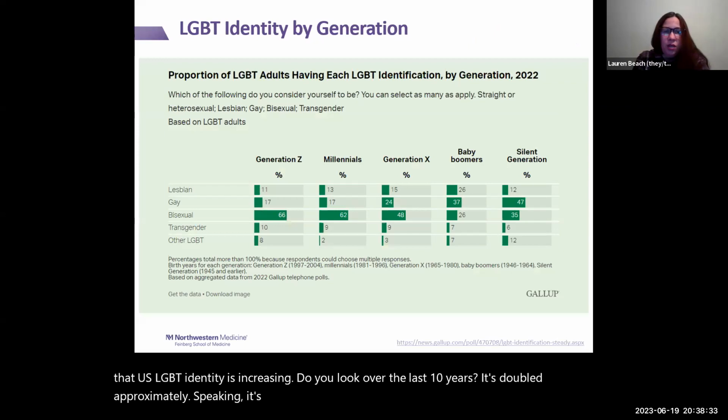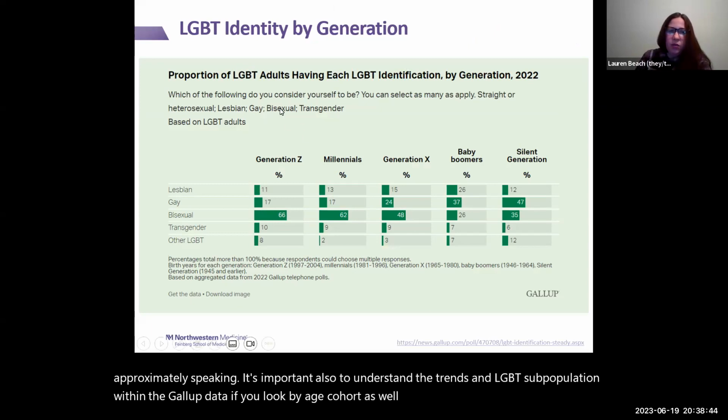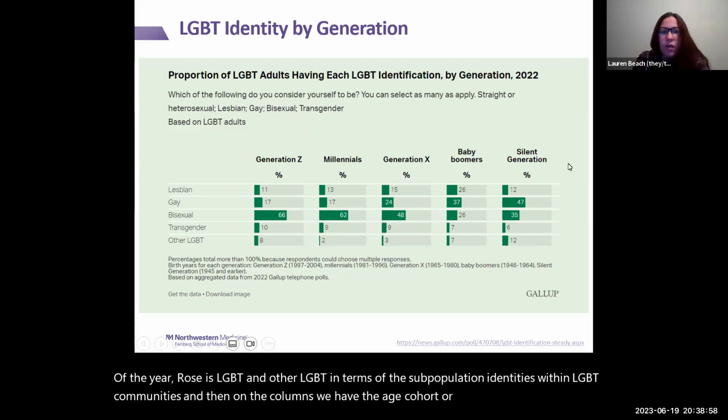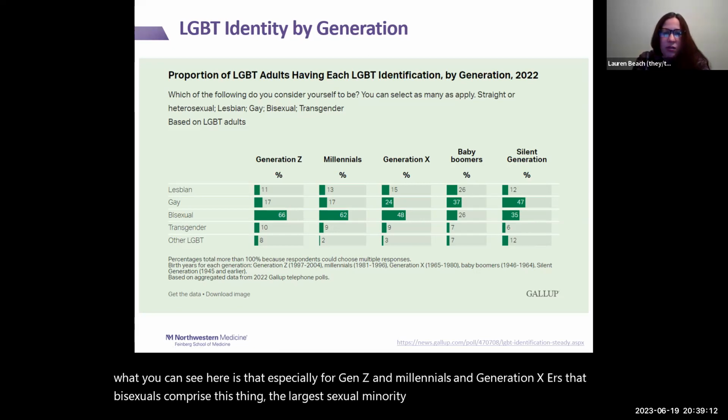It's also important to understand the trends in LGBT subpopulations within the Gallup data by age cohort. What you can see here on the rows is LGBT and other LGBT subpopulation identities within LGBT communities, and on the columns we have the age cohort, or generational cohort. What you can see is that, especially for Gen Z, millennials, and Generation Xers, bisexuals comprise the largest sexual minority subpopulation.